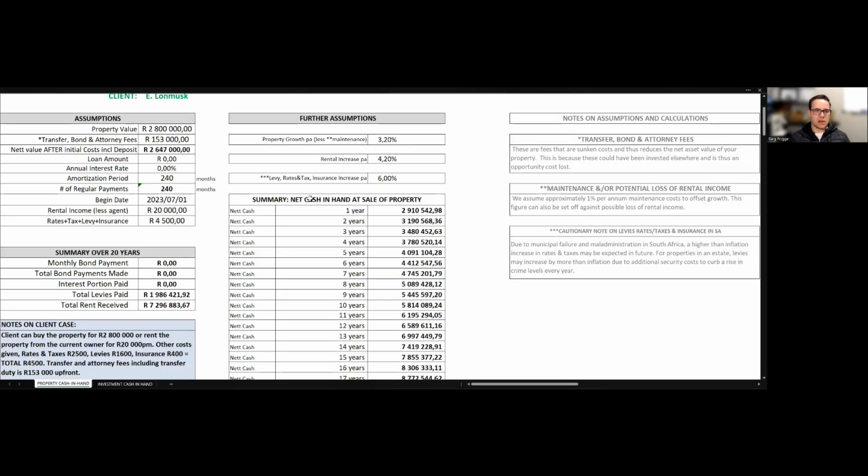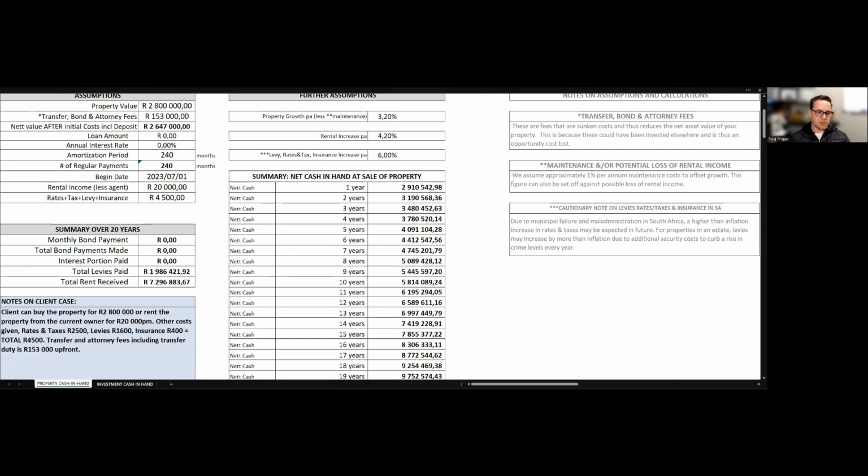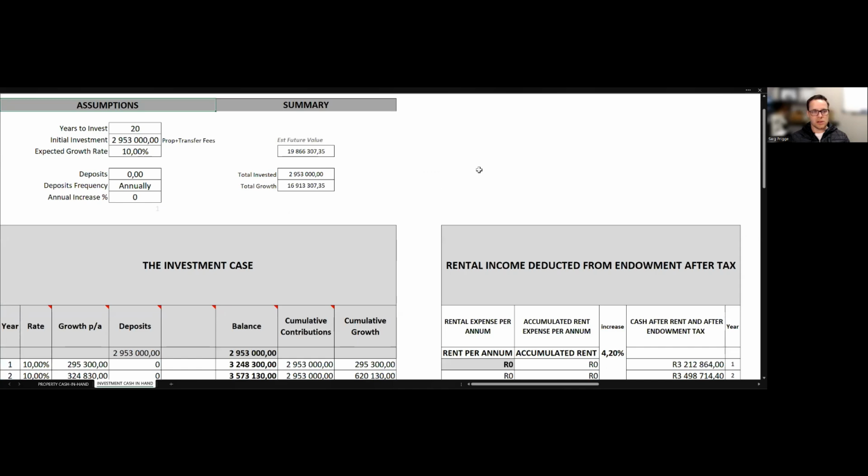Right, so let's compare this to an investment of the same value. In this case, we're going to use an investment of 2,953. So this is the 2.8 million plus the 153,000 Rand upfront fees that you would have paid on the property, because we have to do it that way. You have that cash in hand, and that cash of 2,953 is what you will either use to do the investment or to buy the property plus pay the upfront fees.